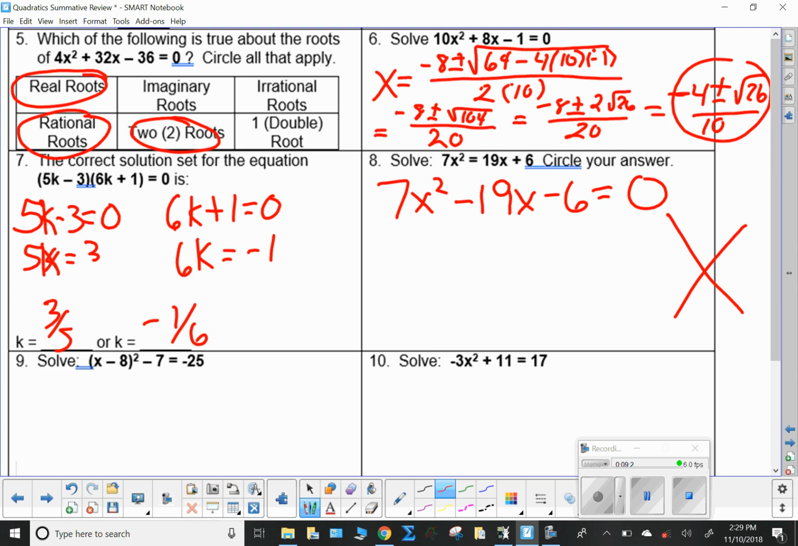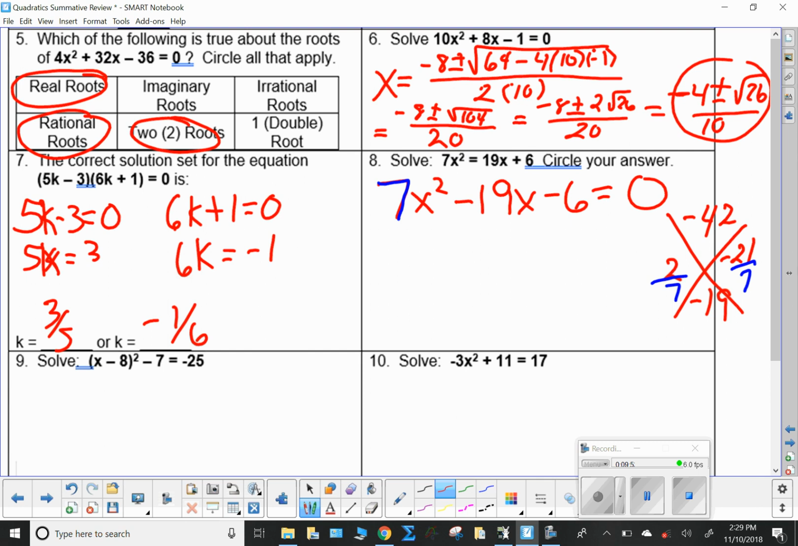7 times negative 6 is negative 42. That add up to negative 19. Hopefully, you see that there are 2 and negative 21. Those multiply to negative 42 and add to negative 19. Now, remember that the value of a is 7. So I have to consider how I'm going to work 7 into these two numbers.